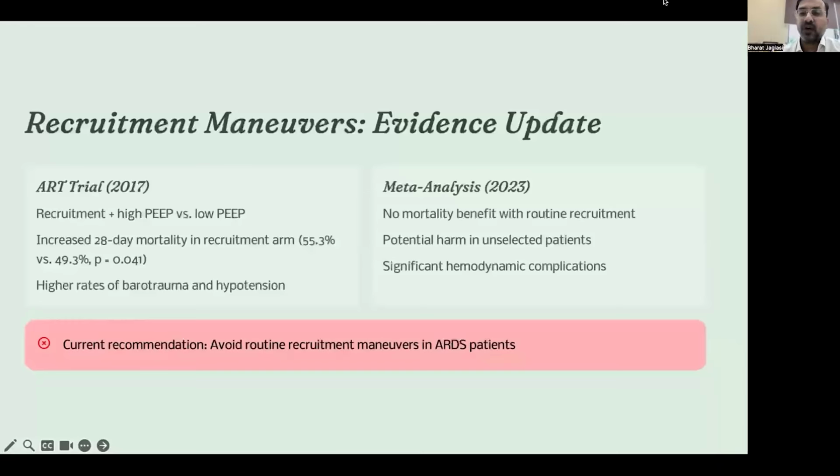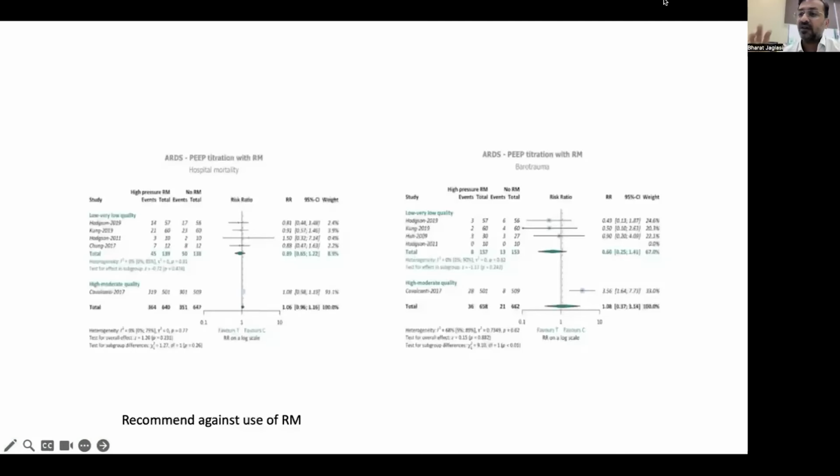Now let's talk about the recruitment maneuvers. We all know the ART trial, where a high-PEEP recruitment maneuver versus a low-PEEP strategy was compared. There was an increase in 28-day mortality in the recruitment arm, and higher rates of barotrauma and hypotension. And when we pool the meta-analysis of the various studies, there's no mortality benefit with routine recruitment. That means we do not perform recruitment routinely, as the potential harm is there in the unselected patient, and the significant hemodynamic complications have led to death while recruiting the patient.